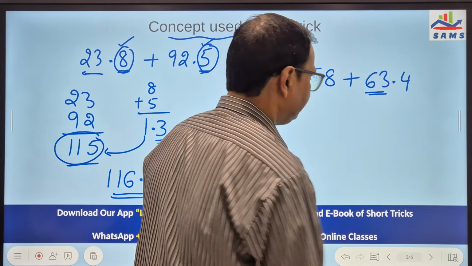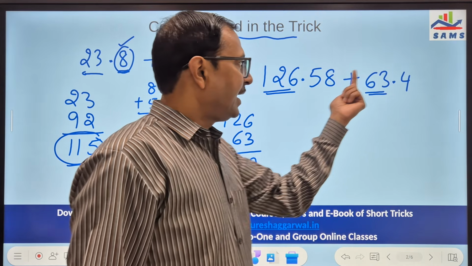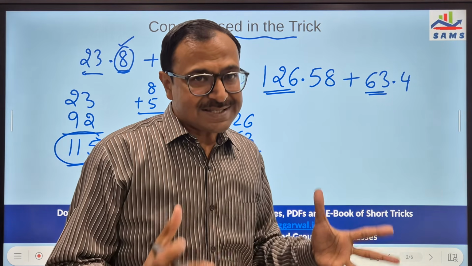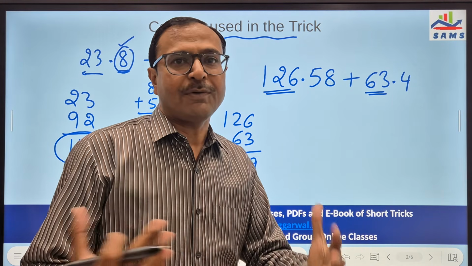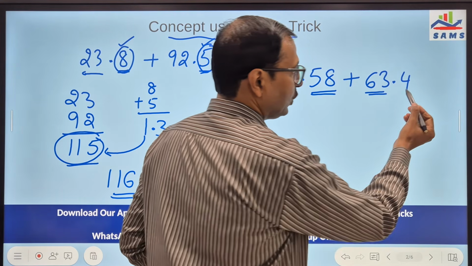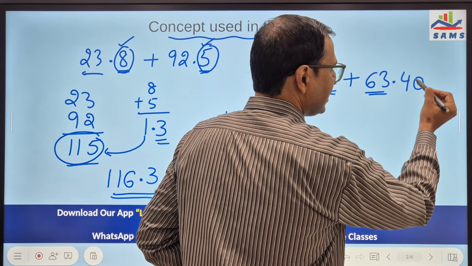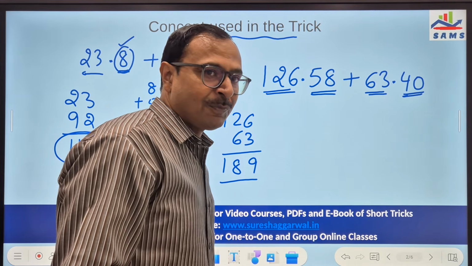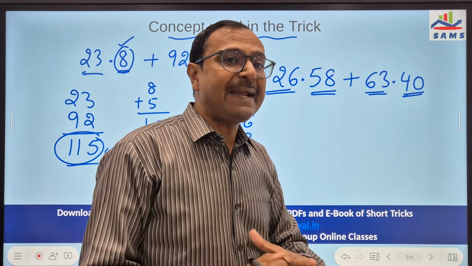But after the decimal we have two digits here and a single digit here. So the first thing is to equalize the number of digits after the decimal. So here we have 58 and here you have 4. So I will suffix a 0 and make it 40. So this 4 is to be read as 40.